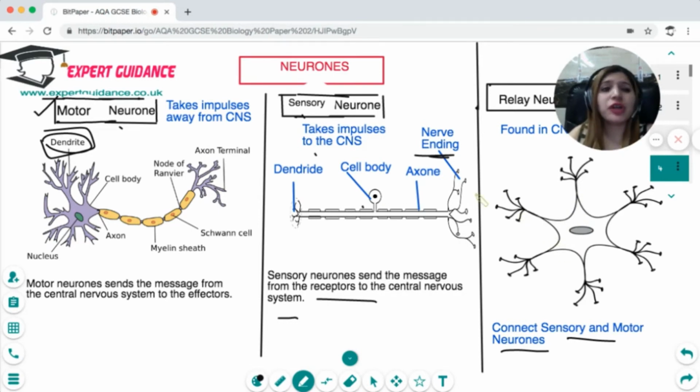So you should know the difference between the three types of neurons, where we find them and what their function is. And if possible, you should know this diagram of the neuron and what the labelings are, each of the terms, each of the things in this structure.